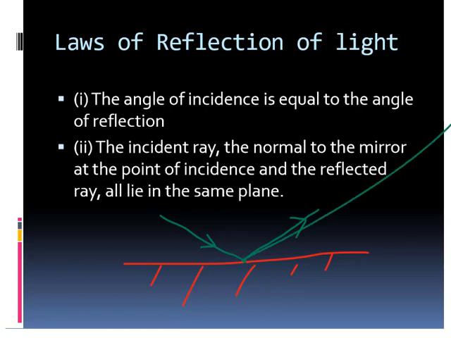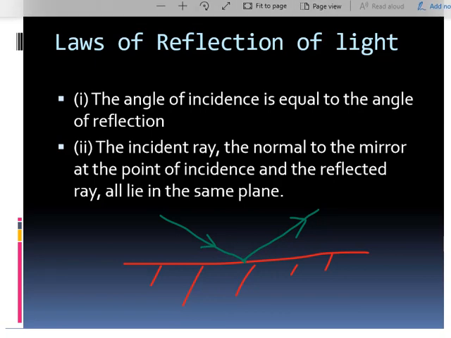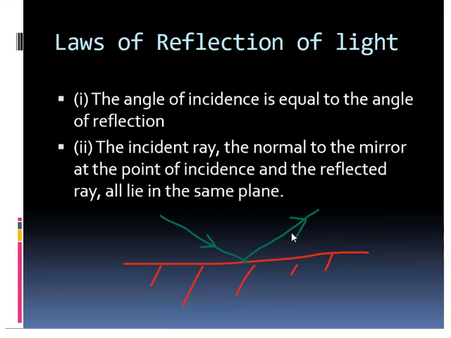At this point, if you draw a perpendicular with respect to the mirror, this is known as normal. Now this is the incident ray, this is the reflected ray, this is the normal. Here the angle of incidence is this one, this angle between the incident ray and the normal.